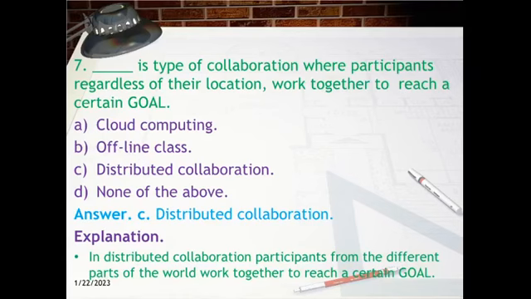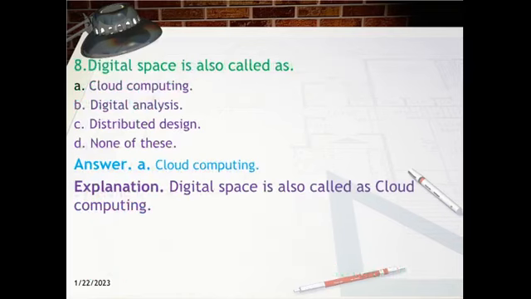7. Which is the type of collaboration where participants, regardless of their location, work together to reach a certain goal? A. Cloud computing, B. Offline class, C. Distributed collaboration, D. None of the above. Answer: C. Distributed collaboration. Explanation: in distributed collaboration, participants from the different parts of the world work together to reach a certain goal.